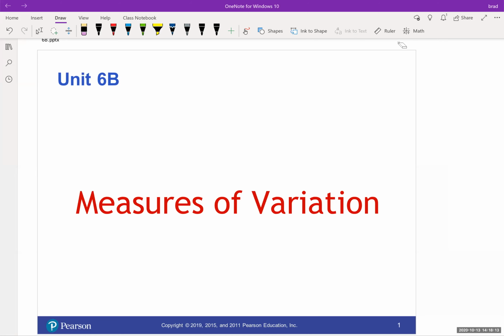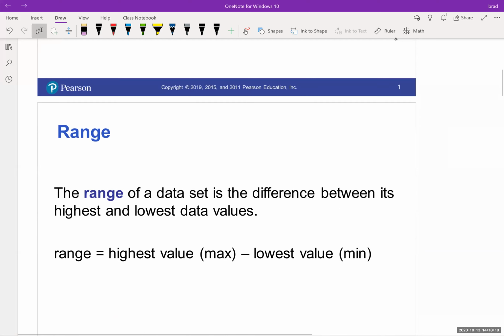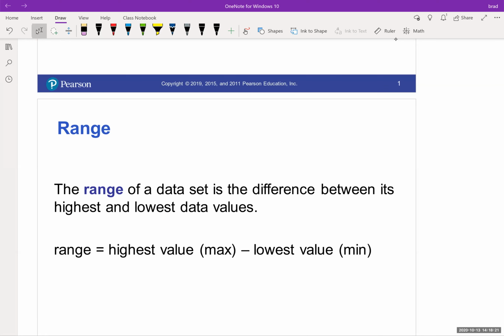Okay, so for this video, we're going to go over Unit 6B or Chapter 6B, Measures of Variation. We're going to talk a lot about standard deviation. That's one of the main things. We're going to talk a little bit about box plots and range and so on.